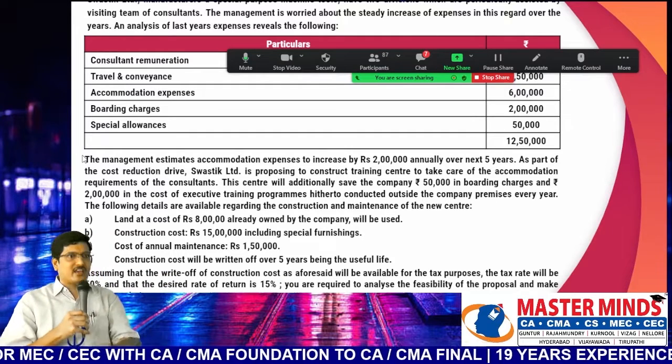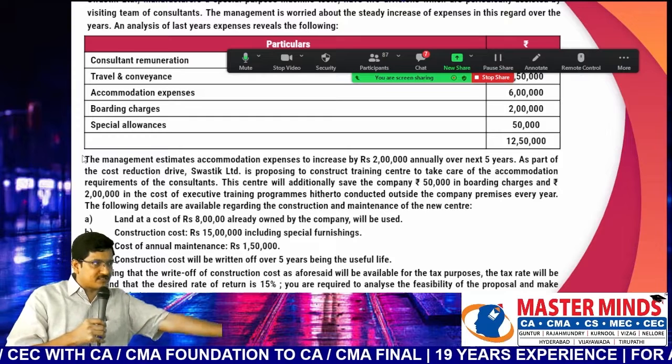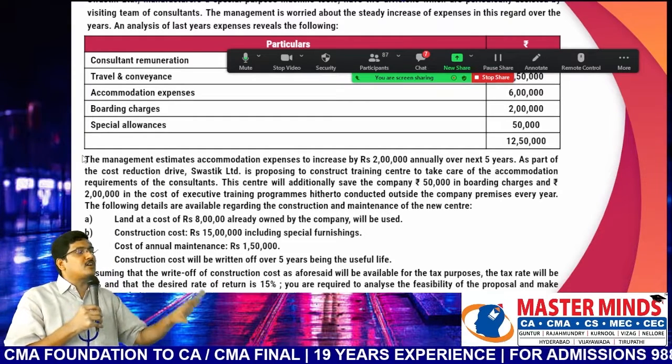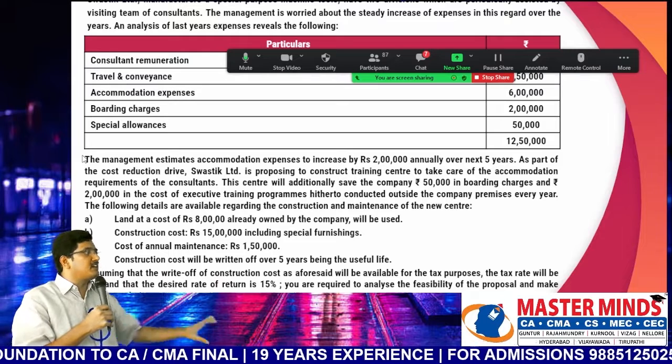In decision making, we don't consider all the expenses. We will consider only incremental expenses. Whatever the common costs are, we need to ignore them in decision making.